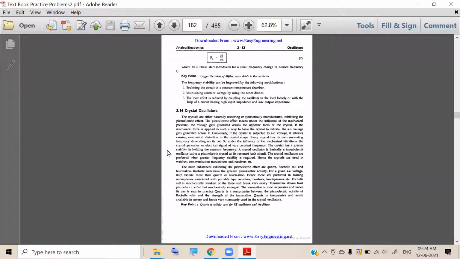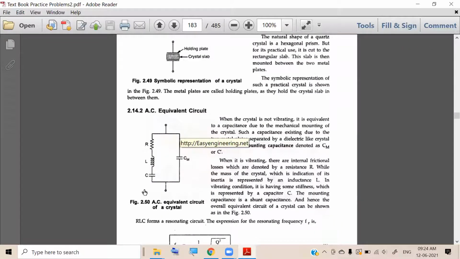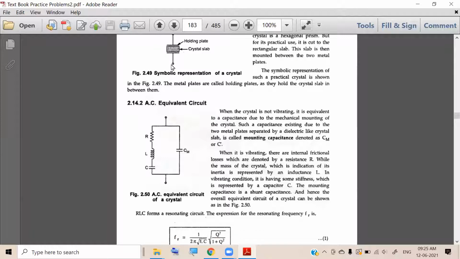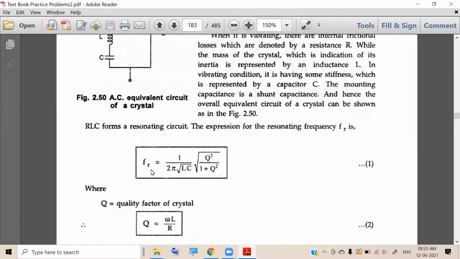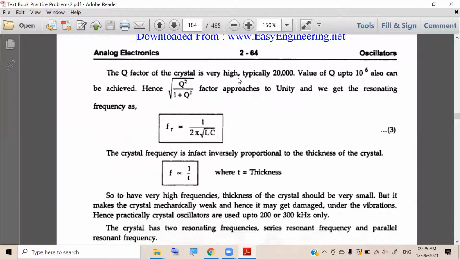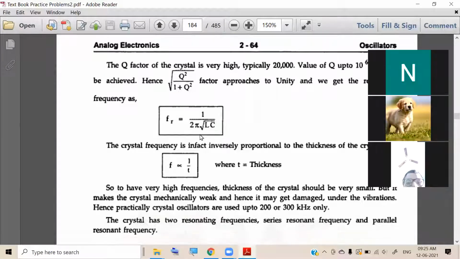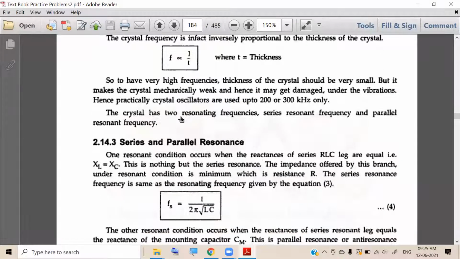We have seen that the AC equivalent circuit of the crystal, this is the symbol of the crystal. Then the series resonant frequency, where quality factor Q is omega L by R. In practical case as well as ideally, we can consider the series resonance as 1 by 2 pi root LC. Frequency varies inversely with thickness.